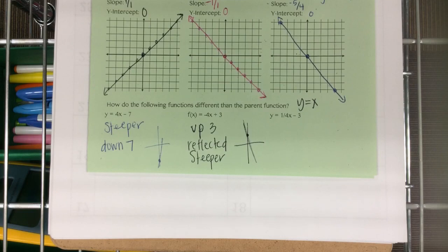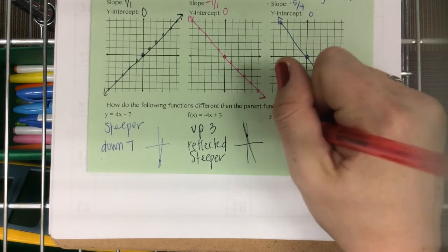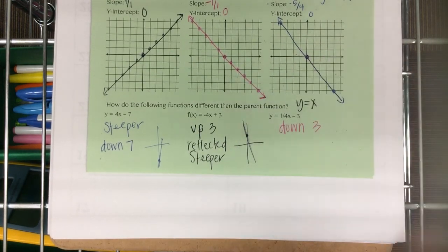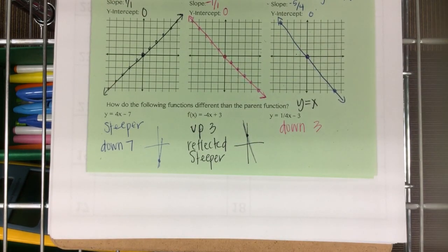Last but not least, how does that last one change from y equals x? What are the differences, Raina? Goes down 3. It's translated. And what else is different? Dylan? It's less steep.